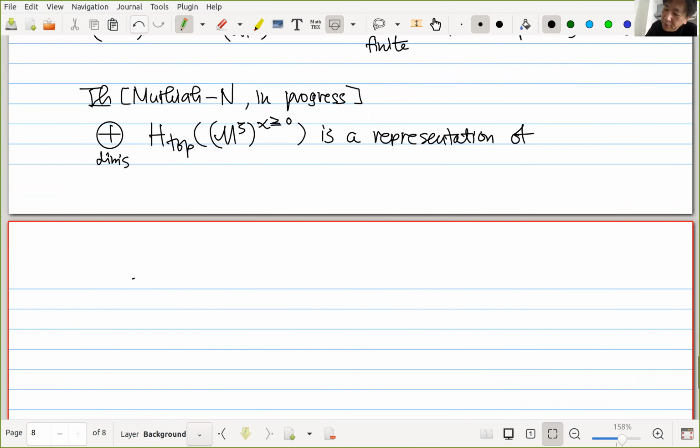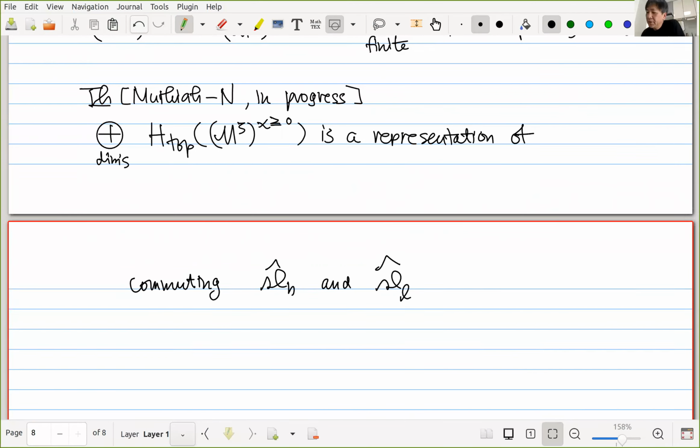It is a representation of commuting affine SL_N and affine SL_L, where N is the number of crosses and L is the number of circles. All the statements have a symmetry: if you exchange the crosses and circles, then SL_N and SL_L are exchanged.